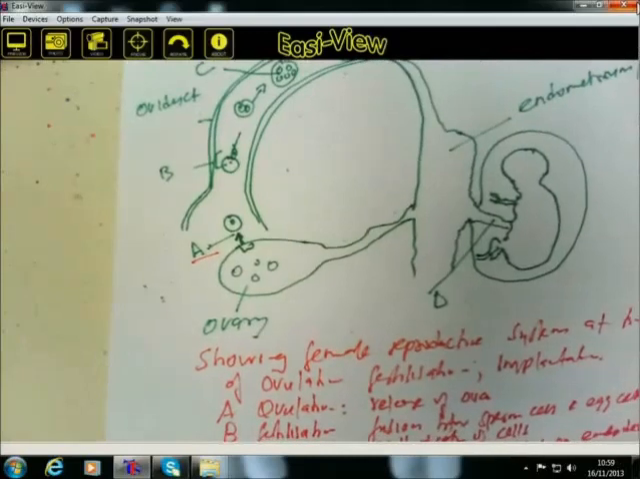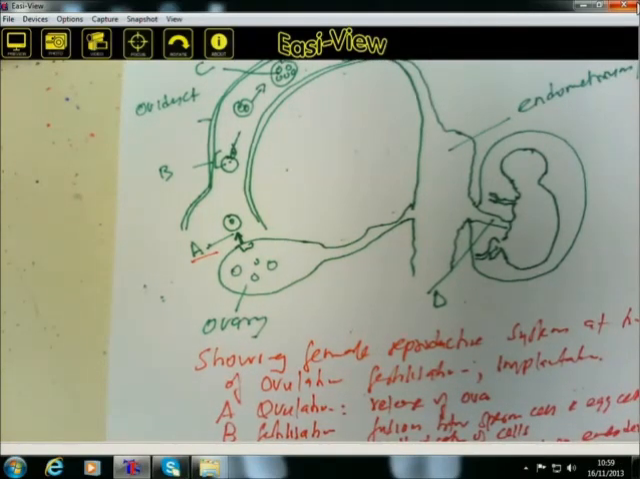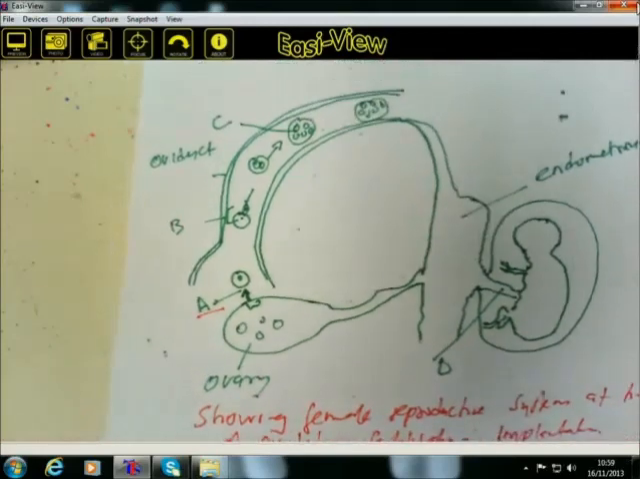This is a time when in the female cycle, ovulation takes place, the release of a ripe ovum, then thereafter there comes fertilization. From fertilization, then there comes the process C, which is called mitosis. So this is what you need to understand.